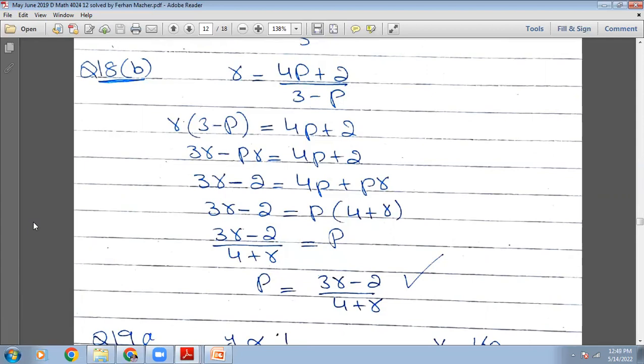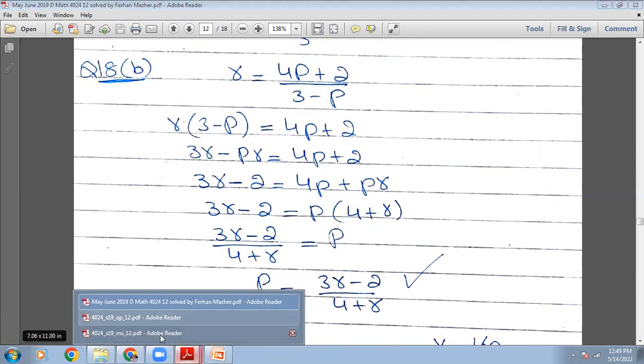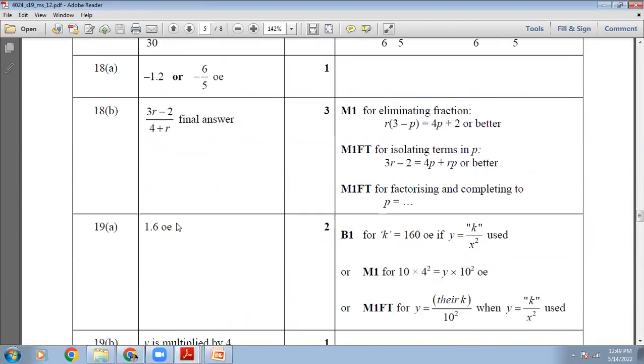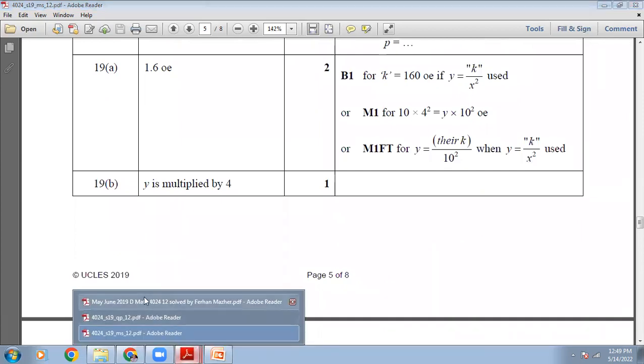3R minus 2 equals 4p plus pR. I have brought all the terms which have p on the same side. Then I will take the p common, and so you have 3R minus 2 equals p bracket 4 plus R bracket close. So this 4 plus R, which is multiplying, will go to the other side, it will divide. So you will have 3R minus 2 divided by 4 plus R. Now you can see the p is the subject of the formula. It is alone on one side. So 3R minus 2 divided by 4 plus R is the right answer. That was question number 18.